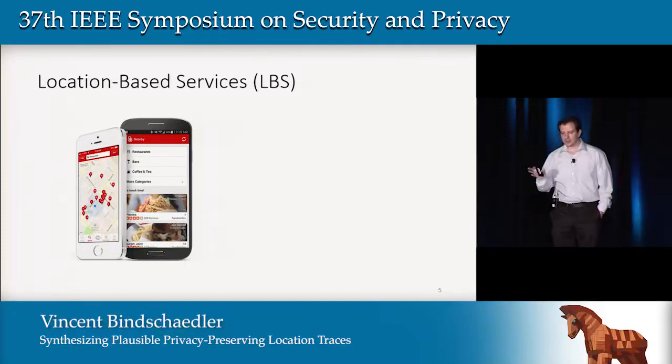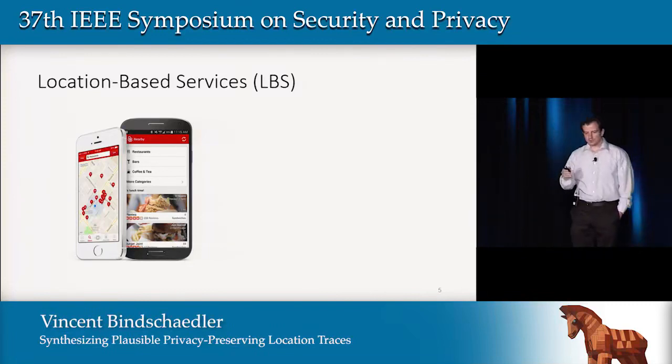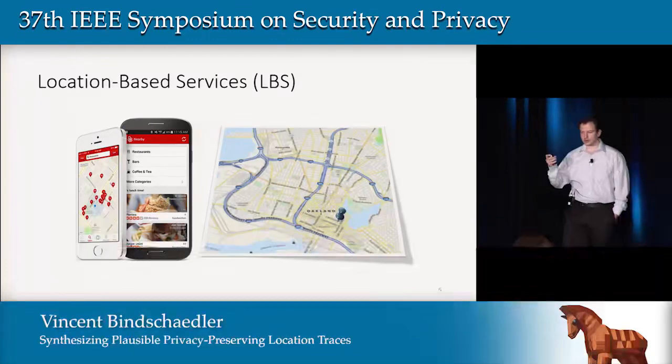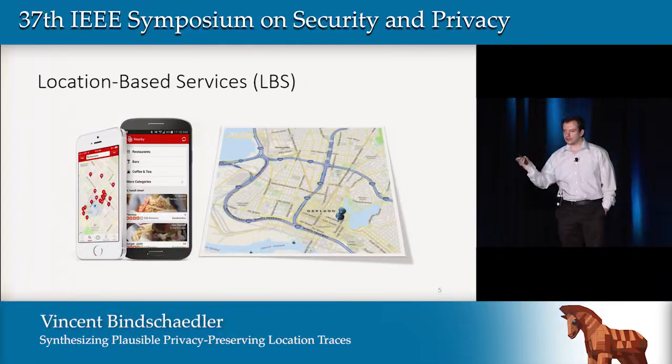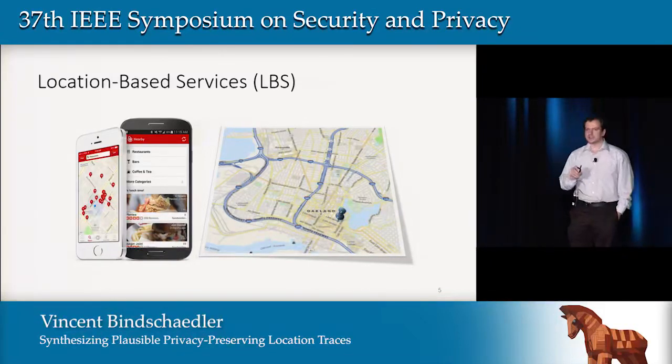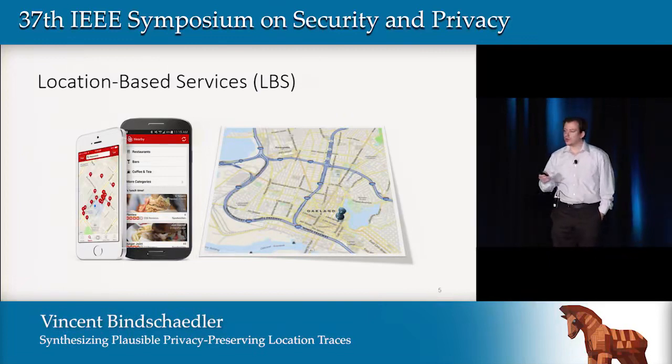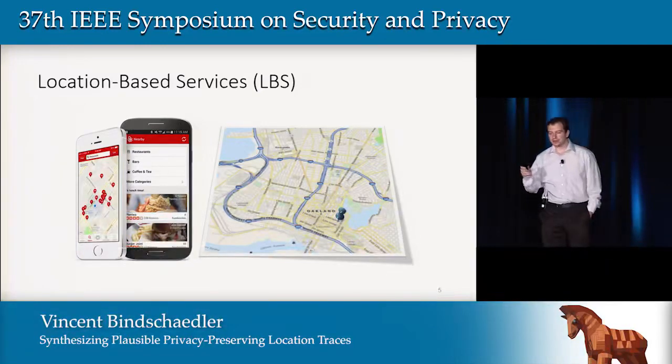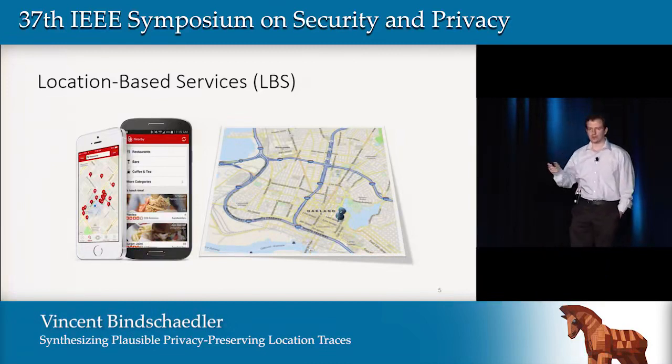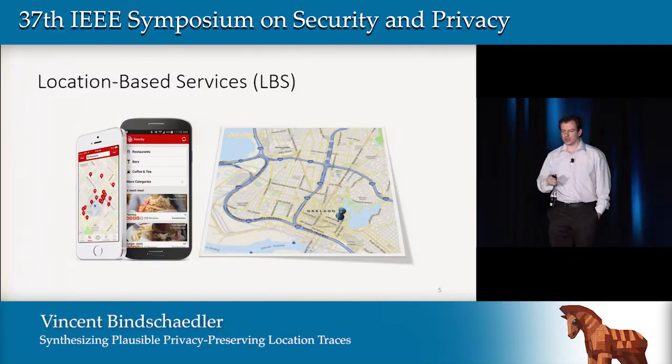But I'll now give you an example of a particular application domain for location-based services. For example, I can use a location-based service to find restaurants nearby. When I do this, my location is sent to the location-based service, and then I get a list of restaurants which hopefully are within walking distance. Now, if I want privacy in this scenario, I could, of course, add noise to this location before I send it to the LBS. But in this case, I'm degrading the quality of service I'm receiving, because I might get some restaurant recommendations which are not within walking distance.